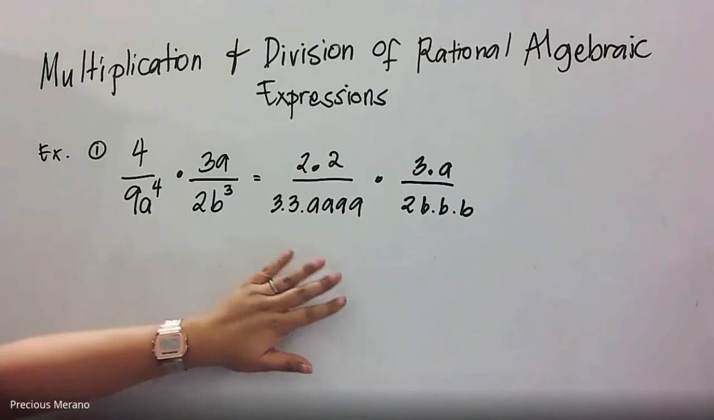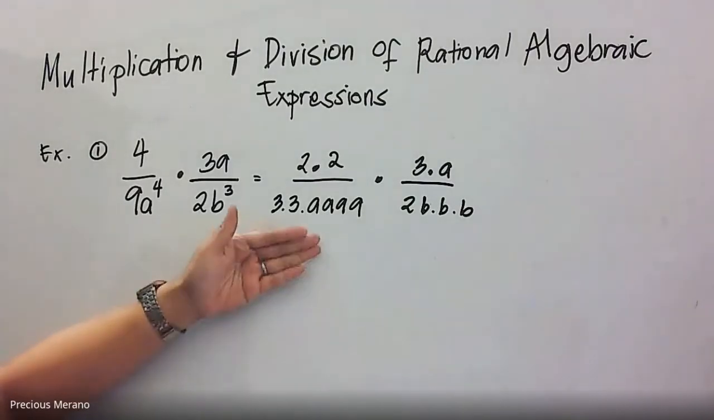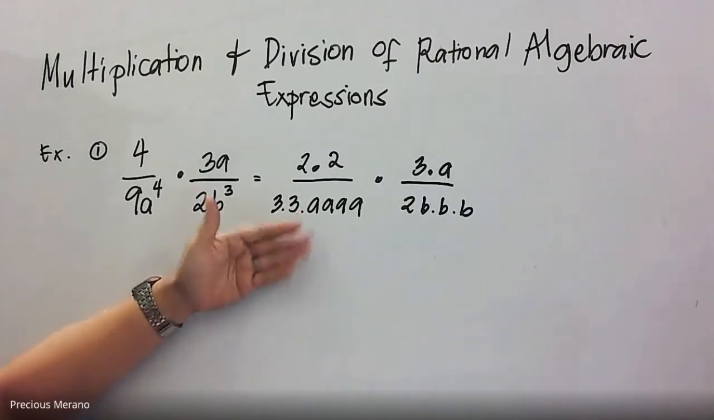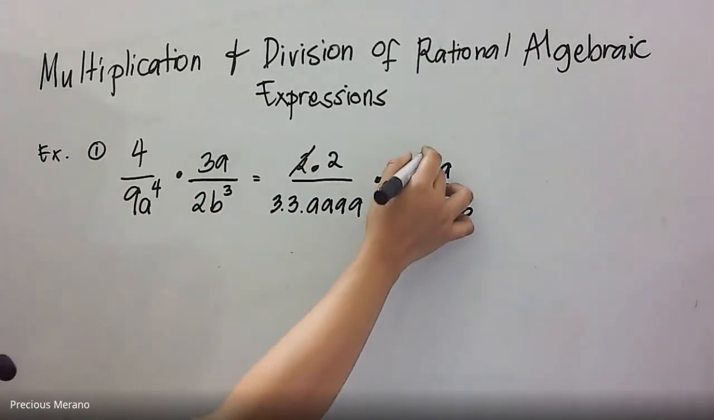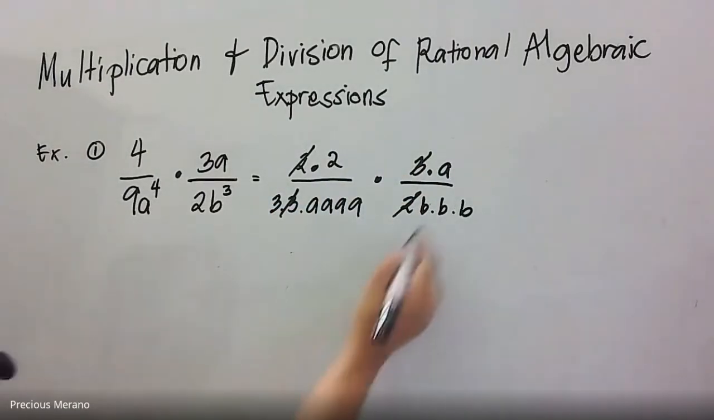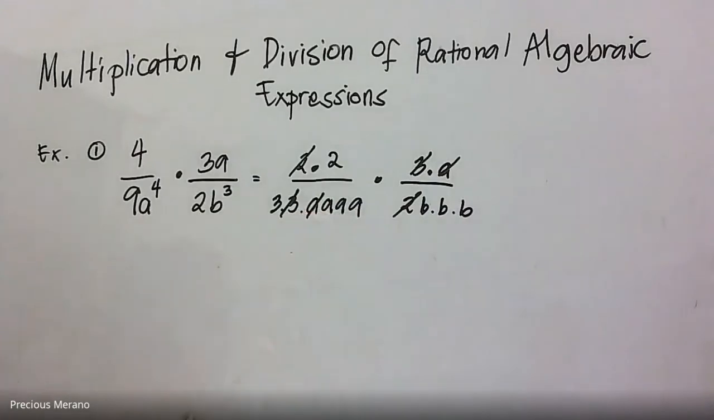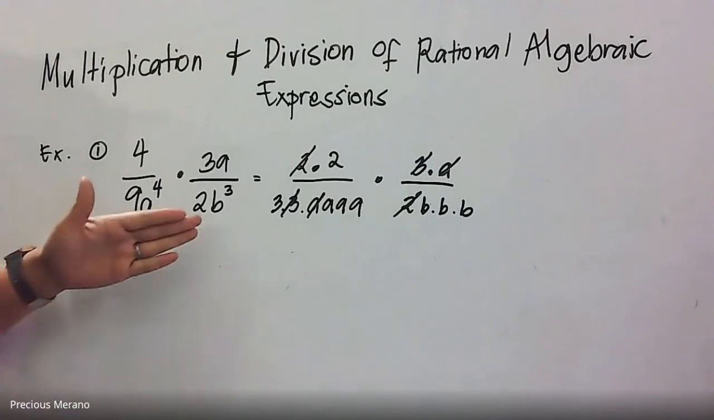So, after that, we're going to cancel out the same numbers or the same factors. Okay? So, cancel natin yung 2. Cancel din natin yung 3 kasi parehas na merong 3. Ano pa pwede nating i-cancel? Yung isang a. Tama? Okay. And then, write the final answer, which is the remaining factors.